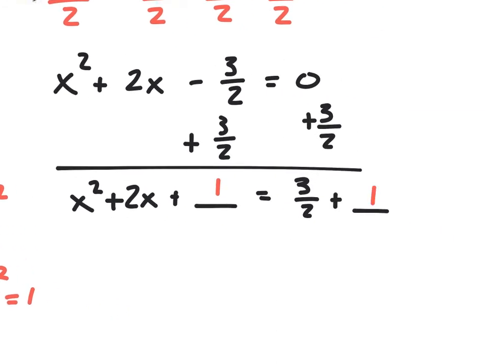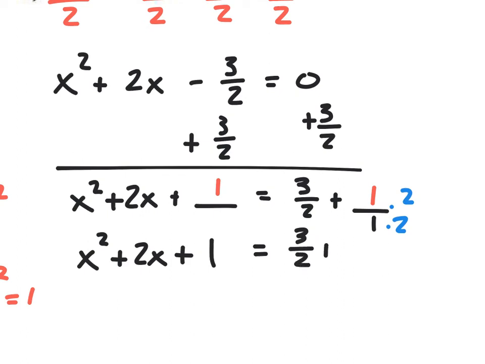So what I've got over here on the left side is x squared plus 2x plus 1 is equal to 3 halves plus 1. I'm going to put a 1 down here, and I'm going to get a common denominator of 2. So this is going to give me 3 halves plus 2 halves. So on the right side, I've got x squared plus 2x plus 1 is equal to 5 halves.